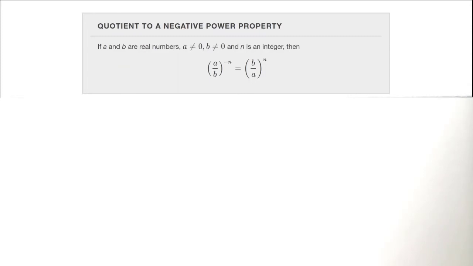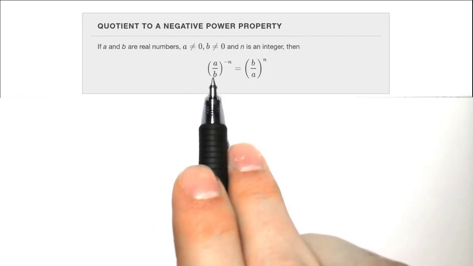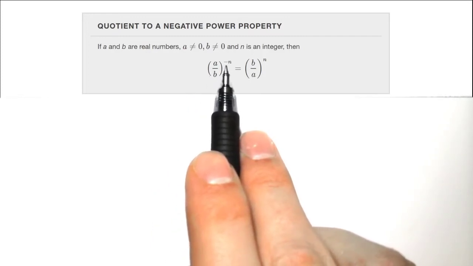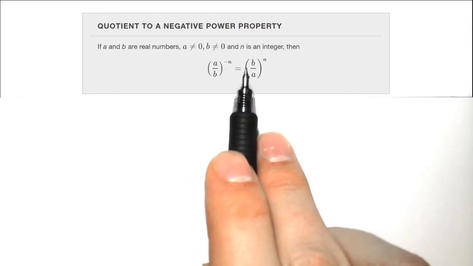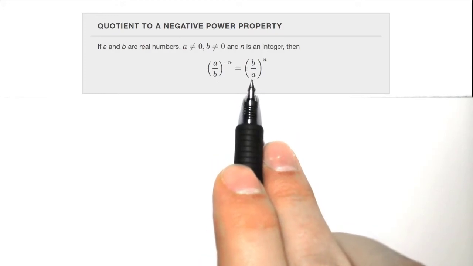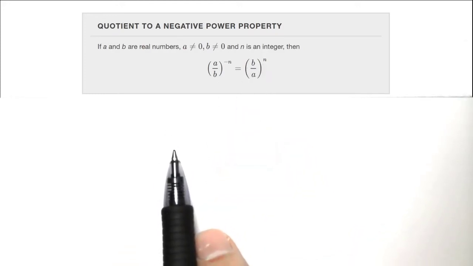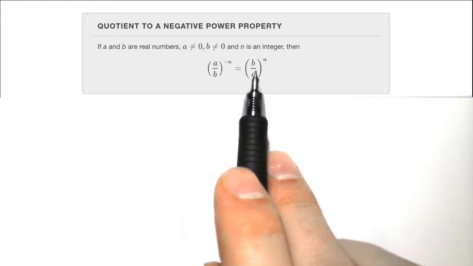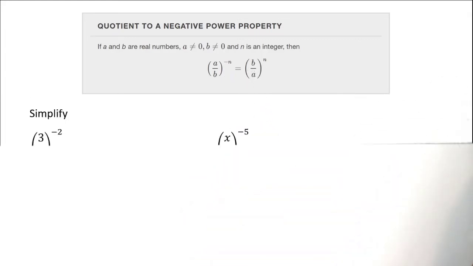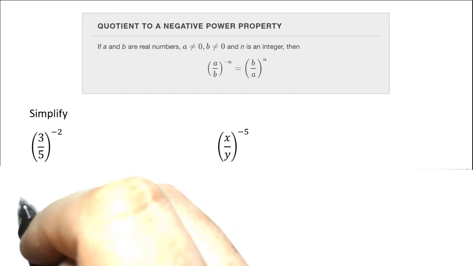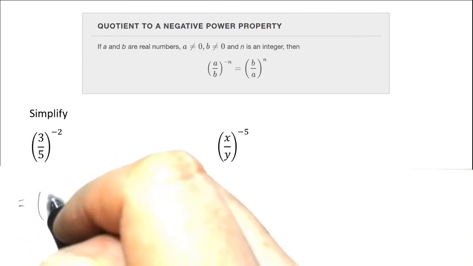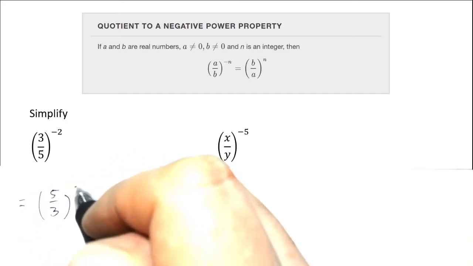Okay, the next up we have a quotient to a negative power property. So we have a quotient, division, raised to a negative exponent, right? What do we do? We reciprocate. A over b becomes b over a, and we can change the sign of the exponent. So changing the sign of the exponent, we can do that by reciprocating the fraction on the inside. So let's see how these work out. So this one, 3/5 to the negative 2, well, according to that property, this is the same thing as 5/3 to the positive 2.